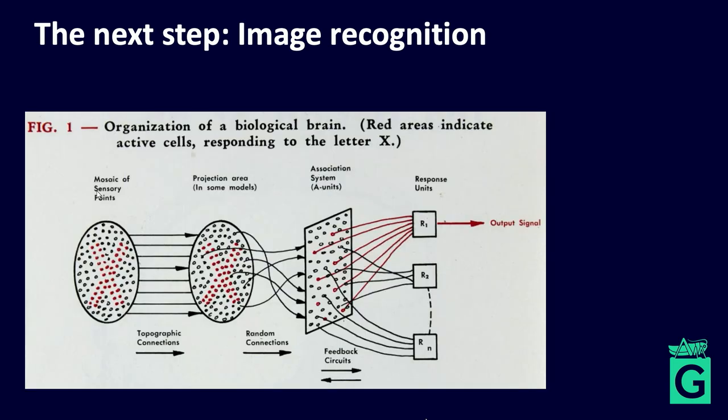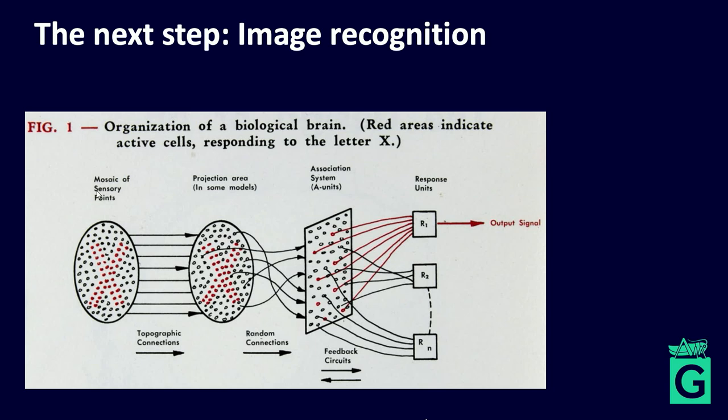And his idea was, how does a computer scientist think of how a brain works? His idea was, let's say you have a symbol, like the symbol X, and the symbol is projected onto some part of your brain. The brain has hooked up a whole bunch of random connections over here. There are some associations with them. And these all feed into one response unit, and the output signal is, yes, that looks like an X.